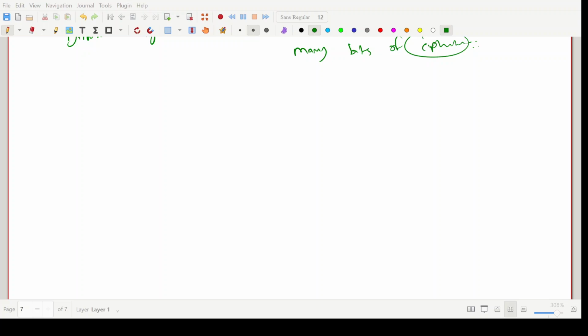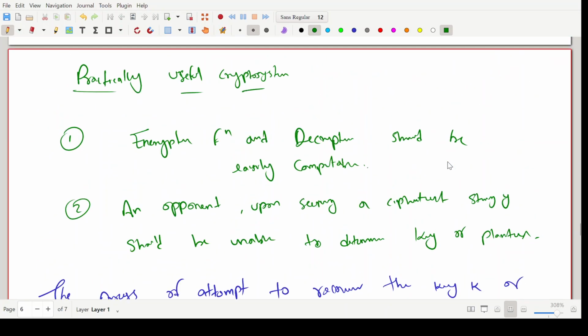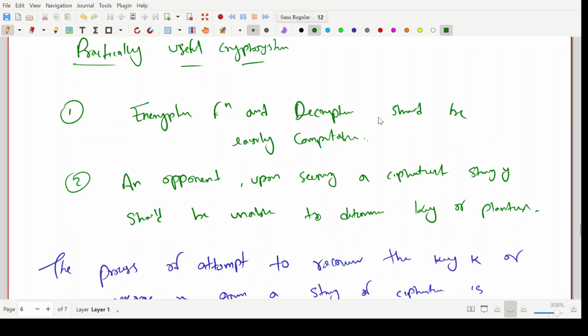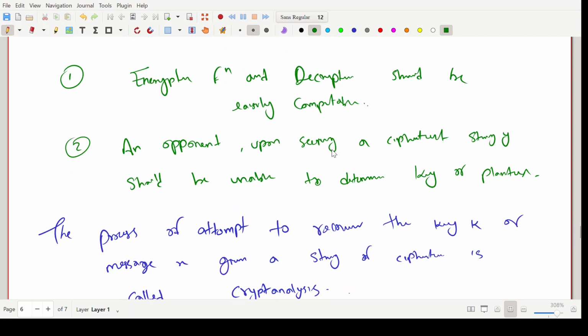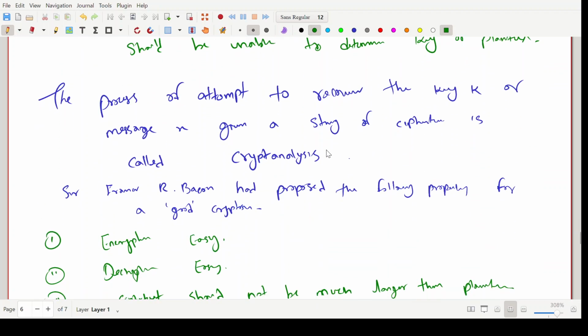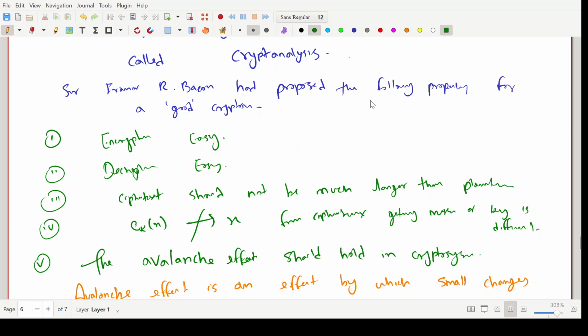Hello, welcome back everyone. So let me quickly recall what we had covered in the last class. We saw that a practically useful crypto system should have easily computable encryption and decryption, and an opponent, after seeing the ciphertext, should not be able to determine the key or plain text. The process of attempting to recover the key or message is called cryptanalysis. And then Bacon had proposed the following properties for a good crypto system.